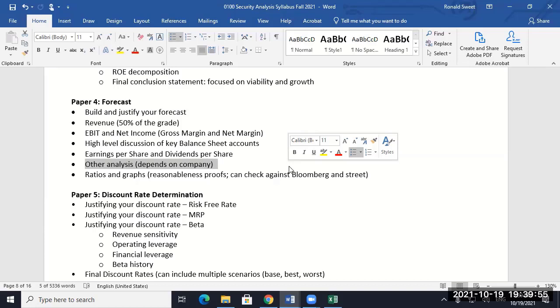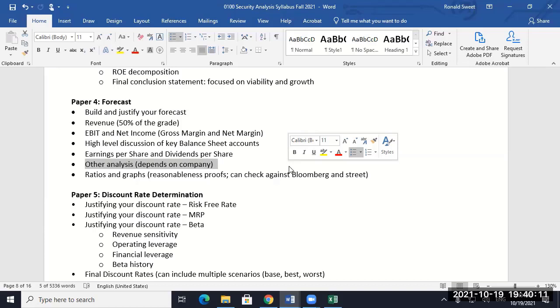Make sure you explain the obvious things. So if it jumps up, jumps down, try to explain that. I'm talking about in the forecast. You don't need to do it with the history because you've already done that in paper 3. But if something strange happens with the forecast, have some answer for why that's going on.